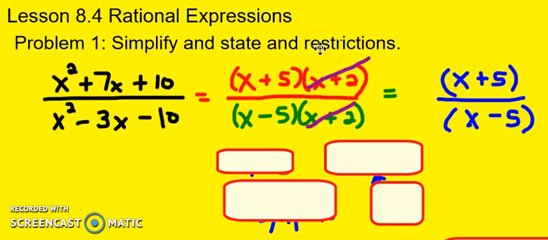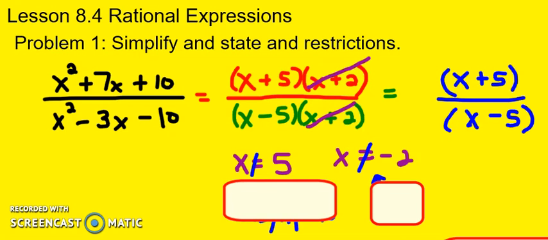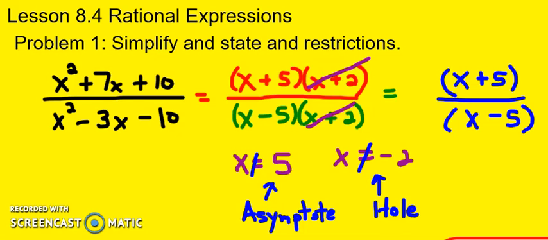Now it says the restrictions. The restrictions are it cannot equal 0 because then it's undefined. So for my first one, x can't equal 5. And my second one, x cannot equal negative 2 because those would be zeros. So on my graph, because this does not reduce, it causes an asymptote on the graph. But this one does reduce, so that would cause a hole in the graph.